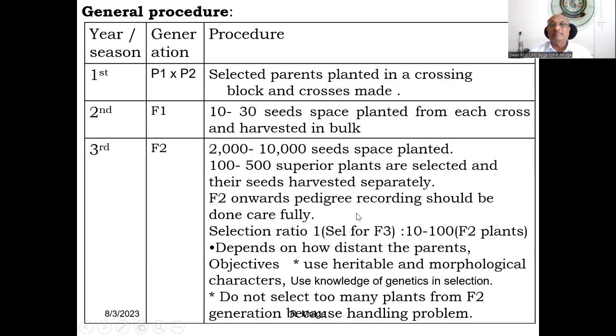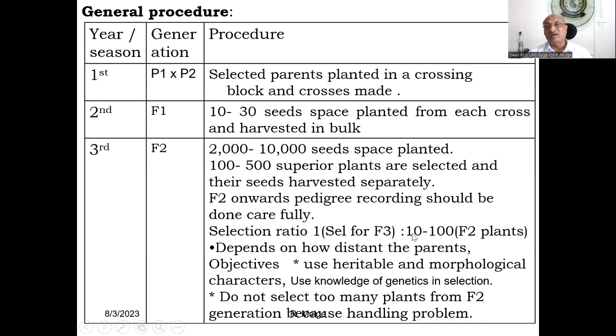F2 onwards, the pedigree record should be done carefully. Now plants are differing, plants are segregating. You have to maintain the record of which plant you have got. I've explained earlier that the pedigree record means maintaining which row, which plant, which line, all that you have to maintain. Then the selection ratio, always keep it in mind: 1 out of 10 or 1 out of 100 F2 plants, right? So one plant is selected, that is going to be pushed for the next generation, the F3 generation.